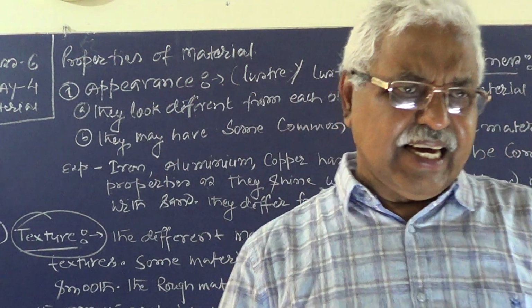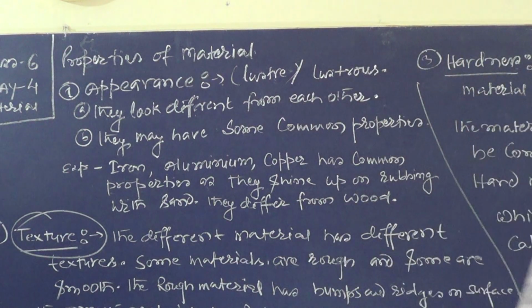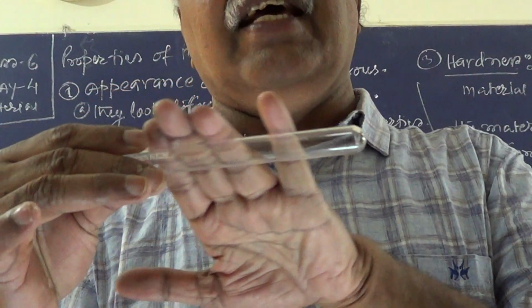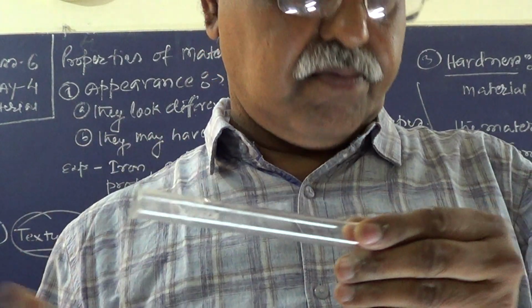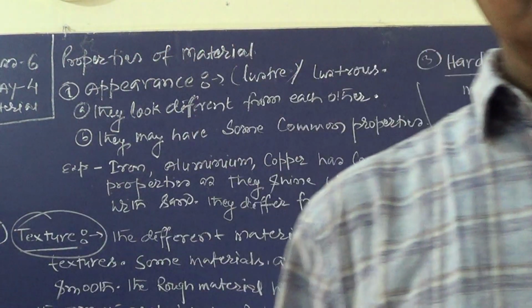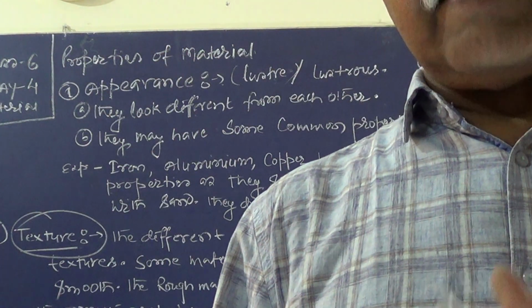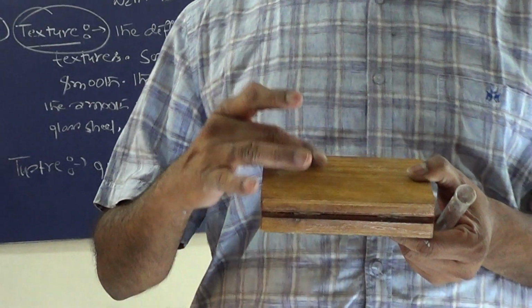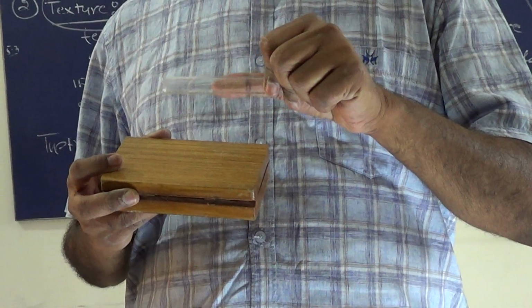How can you say that texture by something? What is this texture? It is very smooth. And what is its texture? It is a wooden piece. It has hills and valleys, ridges. It has ridges. It is smooth.